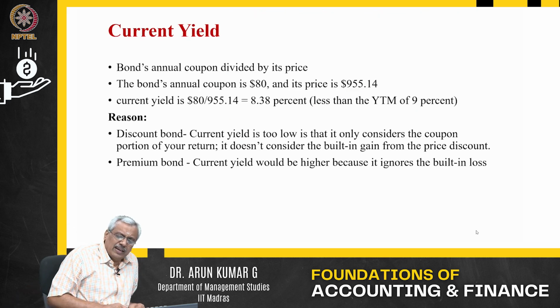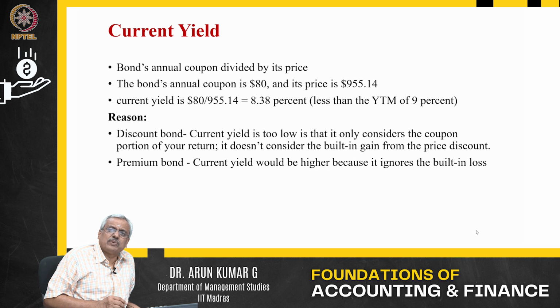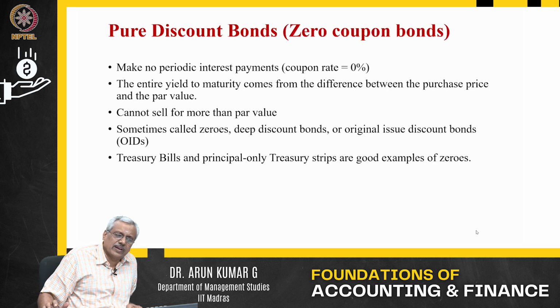For a premium bond, current yield will be higher because it ignores built-in losses. It ignores what is called the built-in loss. That's perfectly all right. Let's not get into too much detail on that.